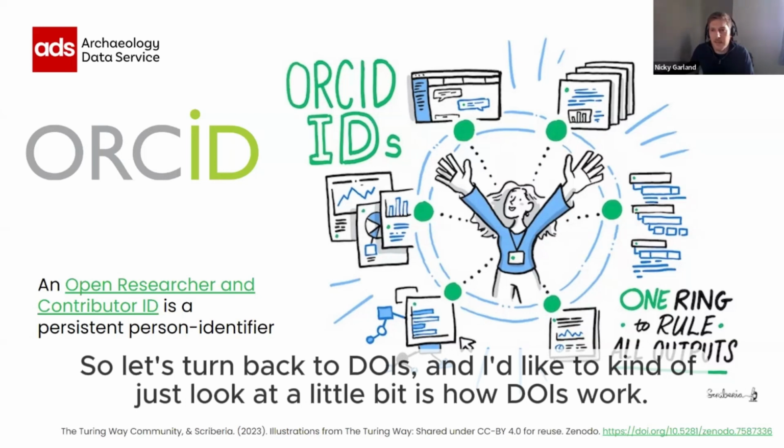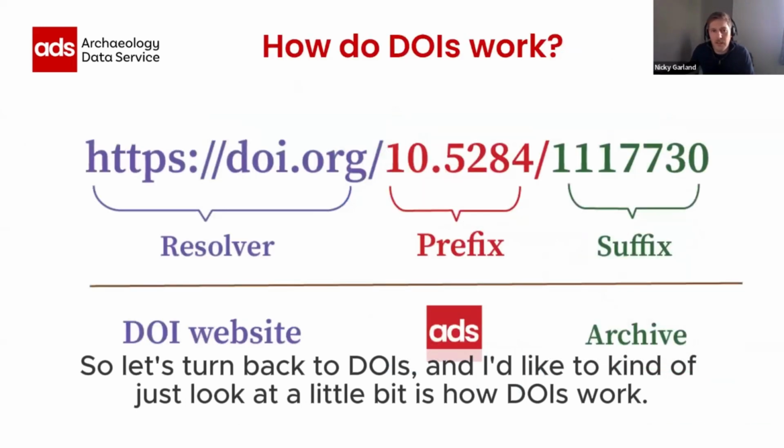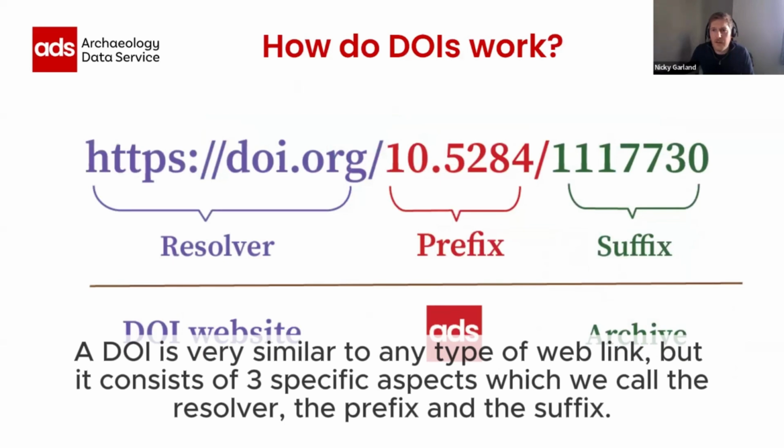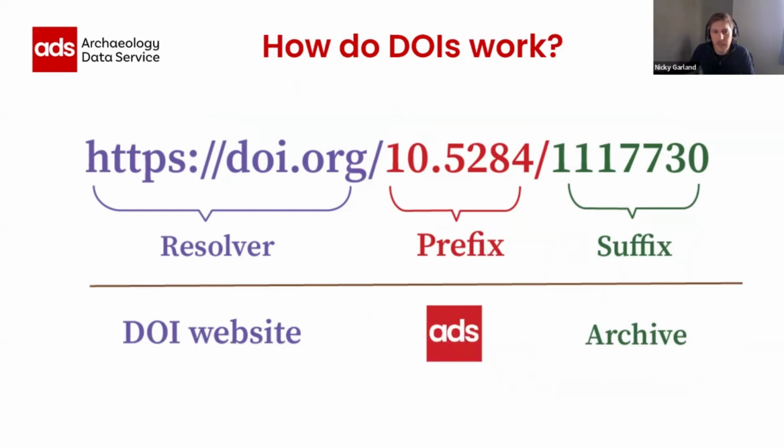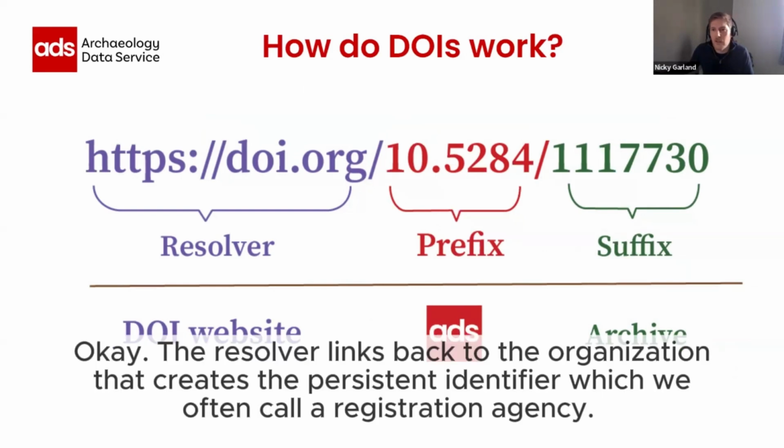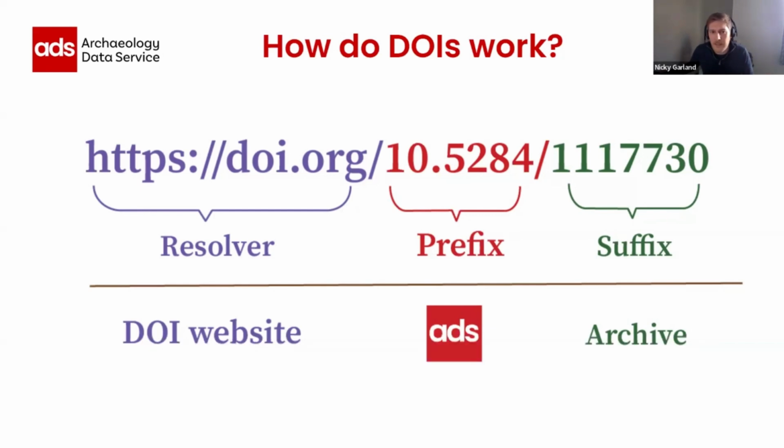So let's turn back to DOIs. And I'd like to look a little bit at how DOIs work. A DOI is very similar to any type of web link, but it consists of three specific aspects, which we call the resolver, the prefix, and the suffix. The resolver links back to the organization that creates the persistent identifier, which we often call a registration agency.